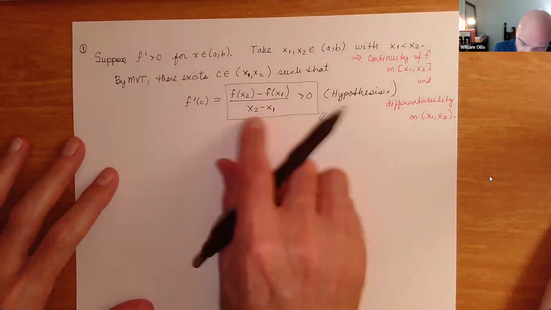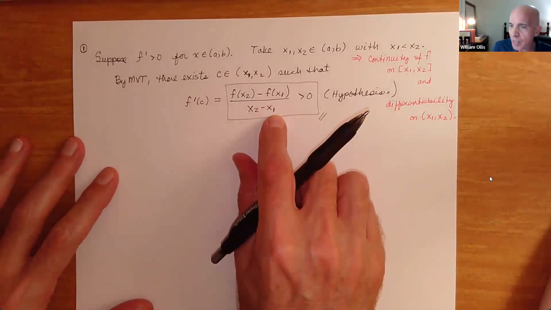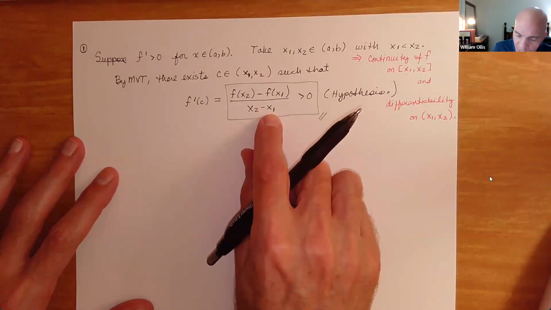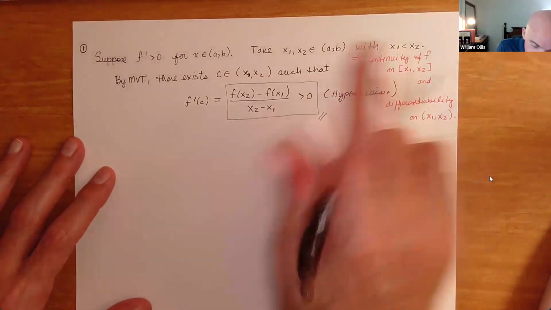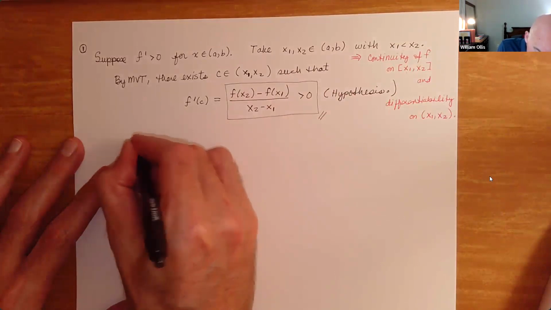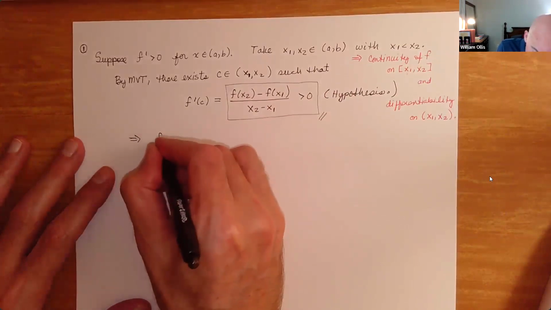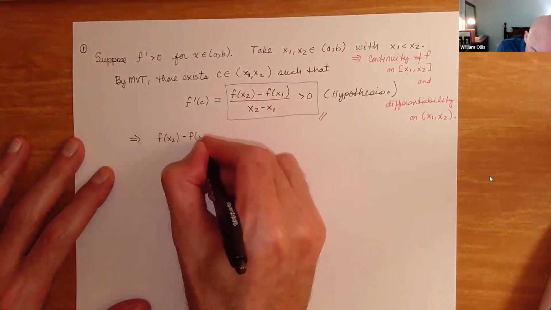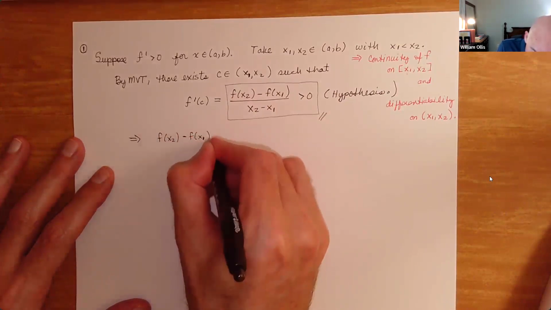So now we look at this, and this is just like the Fermat's theorem. We know that x2 minus x1 is positive by hypothesis. So this implies that the numerator must be positive. That is, f of x2 minus f of x1 must be positive.